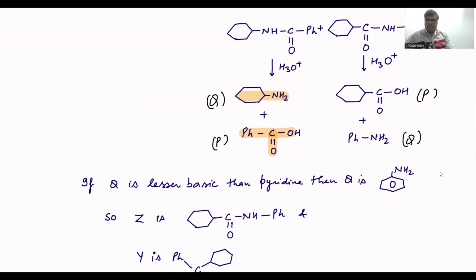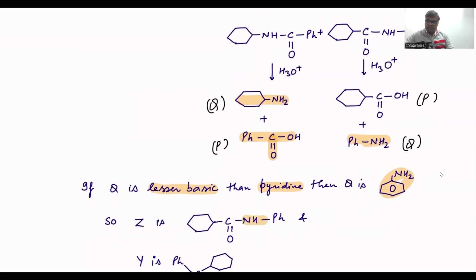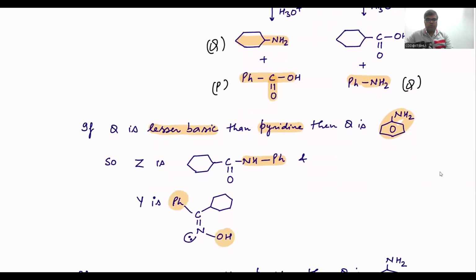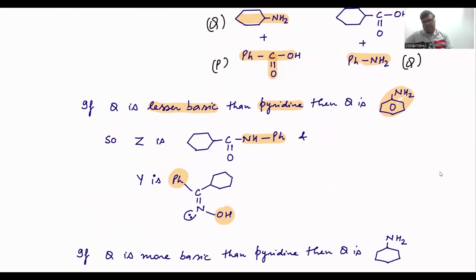Now in the question it is given that Q is less basic than pyridine. So if Q is less basic than pyridine, then we have two options for Q: either aniline, or an NH2 group bonded to the cyclohexane ring. So if Q is less basic than pyridine, then Q will certainly be aniline. And if Q is aniline, then we'll reverse the question in the same format. Then Z will be the compound in which Ph is bonded with the NH group. And if this is Z, then Y will certainly be the one where Ph is anti to the OH, which we have discussed at the start of the question. For the final examination, you need not write that much. I'm writing so much so that you can understand the problem easily. Otherwise, with the discussion of the problem itself, I've explained the solution.